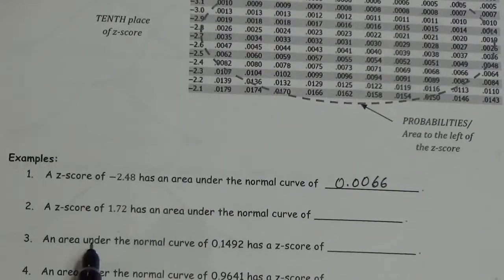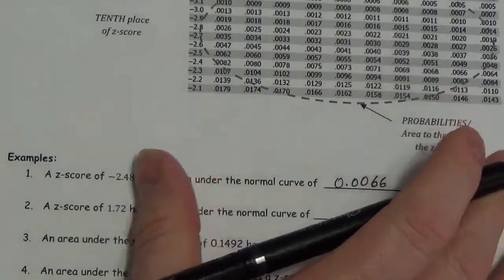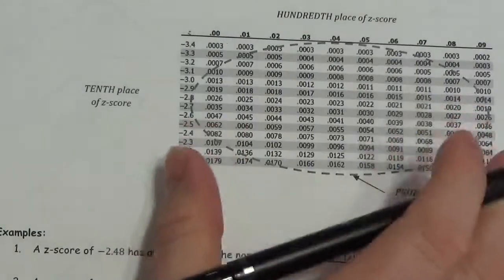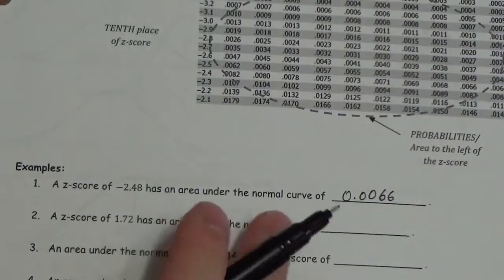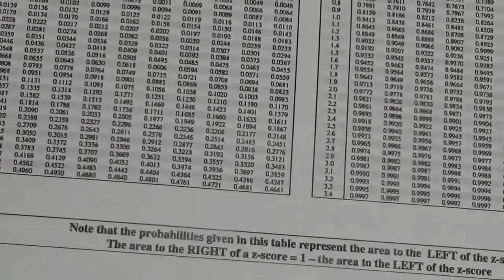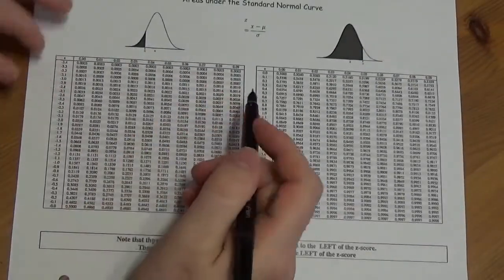The next one says a Z-score of 1.72 has an area under the normal curve of what? Well, this particular little snippet doesn't have the positive Z-scores on it, so I have to go to the table. Let's take a quick look at what the table looks like. Maybe I'll zoom out a little bit. So here's the table.